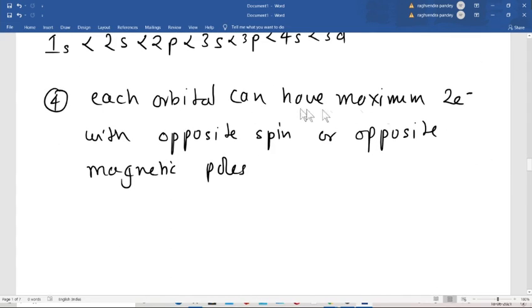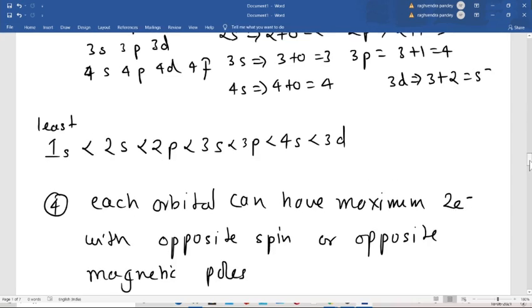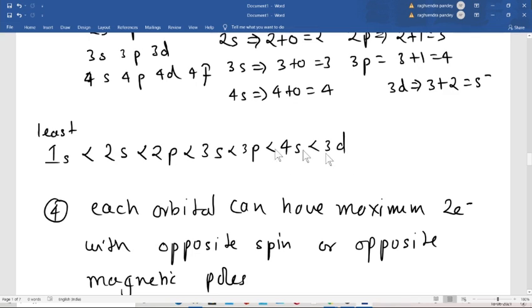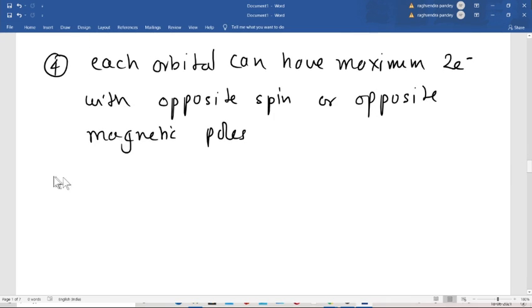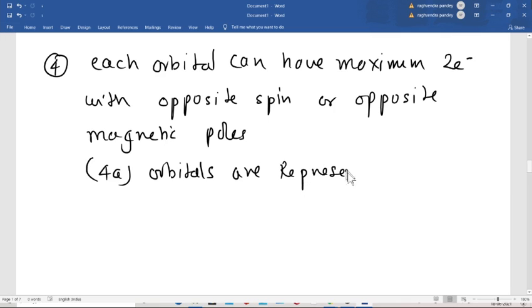Each orbital can have a maximum of 2 electrons. Now, these are the shells and subshells, so we have to make the orbitals. In this also, we can write point 4: orbitals are represented by a box, like a square or something like that.